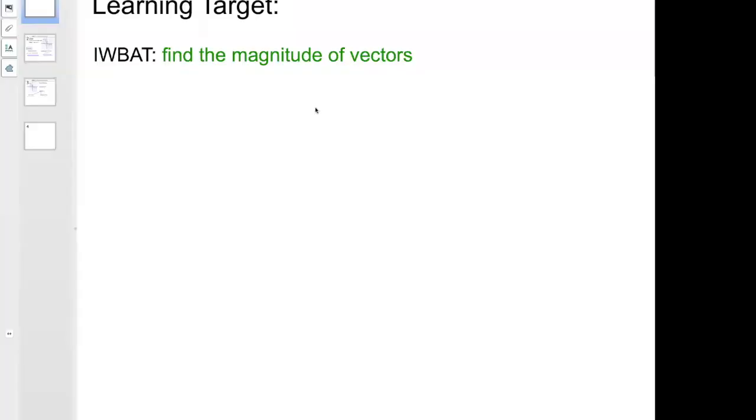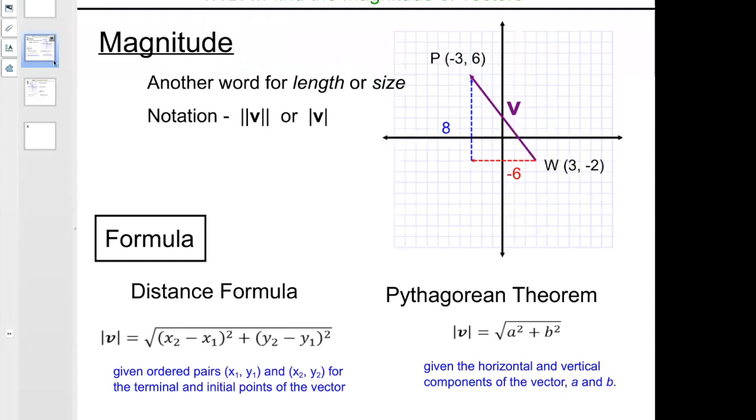All right, in today's video, I'm going to talk to you about how to find the magnitude of a vector. I mentioned the word magnitude when I was describing what vectors are, because vectors are a directed distance. So remember, they have a direction that they're facing and they have an actual length. The word for the length of a vector is its magnitude, just another word for length or size.